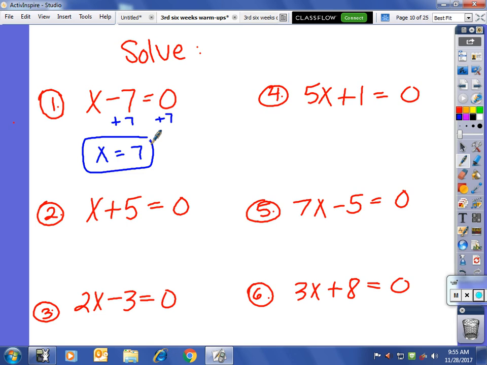Sometimes you get a little one-step equation. Number 2 is also a one-step equation. What number plus 5 is 0? Negative 5. So you're going to move the 5 over, subtract 5, and you get negative 5.